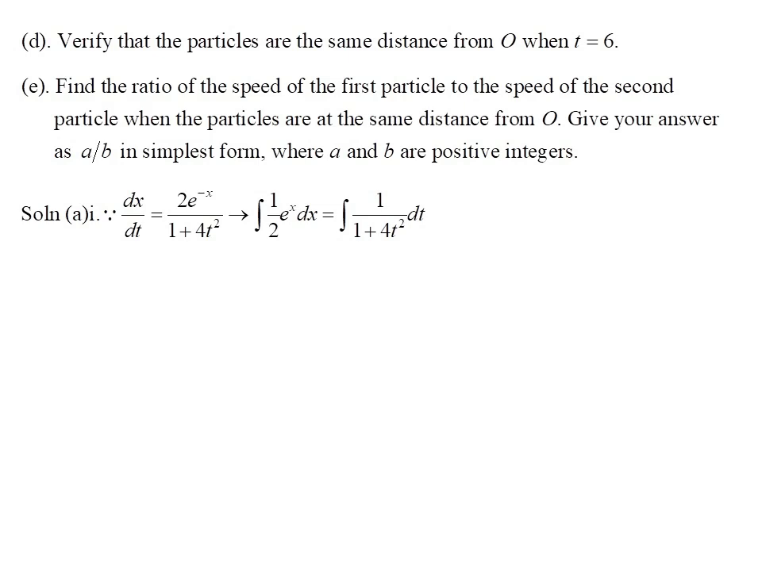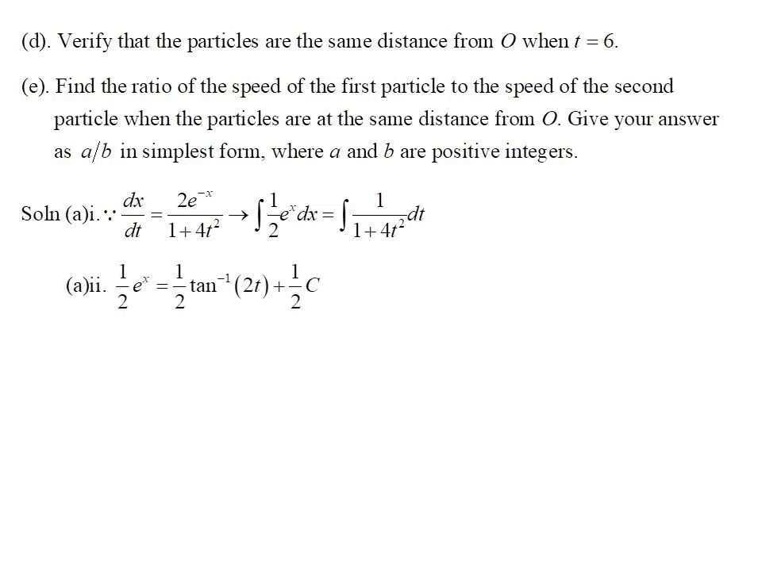Now let's come back to answer part A of this question. According to the given differential equation, dx by dt equals 2 times e to the negative x over the sum of 1 and 4t squared. We noticed that variables x and t are separable here. Hence, we have the equation: the integral of 1 over 2 times e to the x with respect to x equals the integral of the reciprocal of the sum of 1 and 4t squared with respect to t.